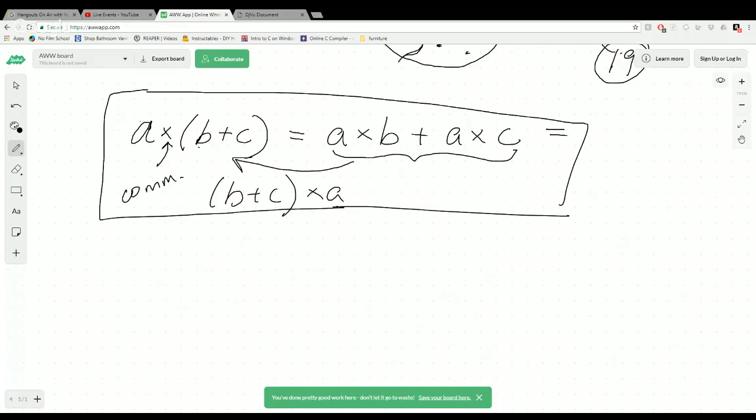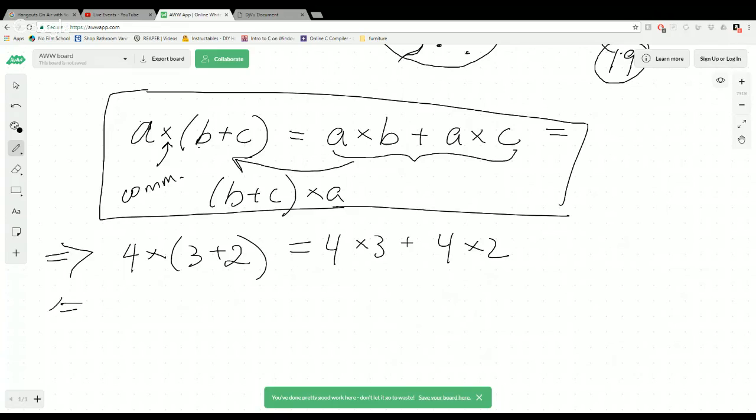If I tell you 4 times (3 plus 2), okay, here's an example, and I tell you use the distributive property. You say, okay, I know that I can distribute whatever is here into these parentheses, into the addition. So I get 4 times 3 plus 4 times 2. And now going back, this is sort of the forwards. Let's write it this way. This is the forwards direction.